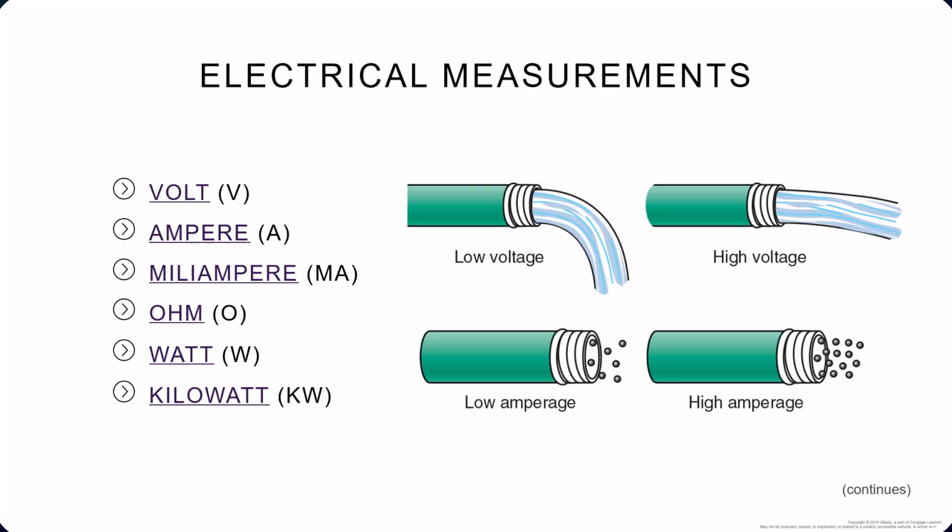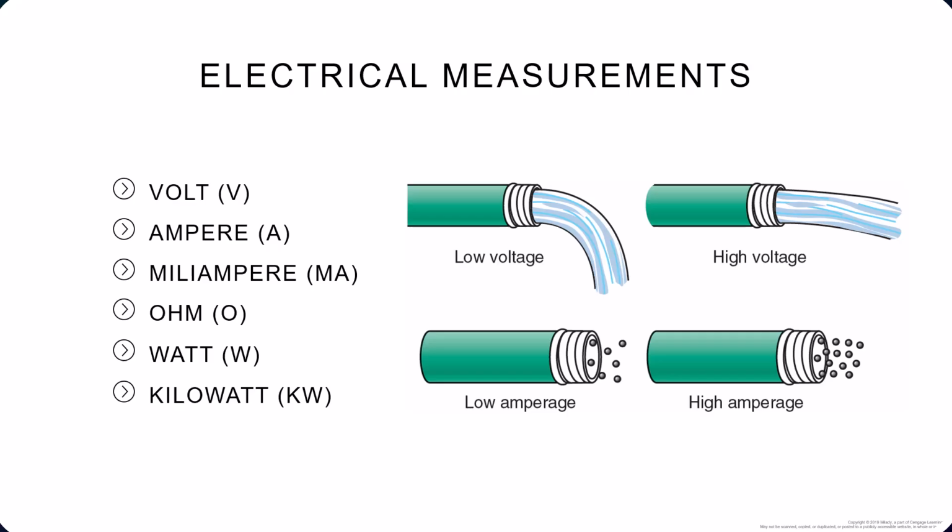Milliampere or mA is 1/1000th of an ampere. Most of our devices are measured in milliamperes just because a full ampere's current would be way too strong and way too dangerous. So whenever you see milli in front of something, just know that it's 1/1000th of whatever you're measuring. Ohm or Ω measures the resistance of electric current.